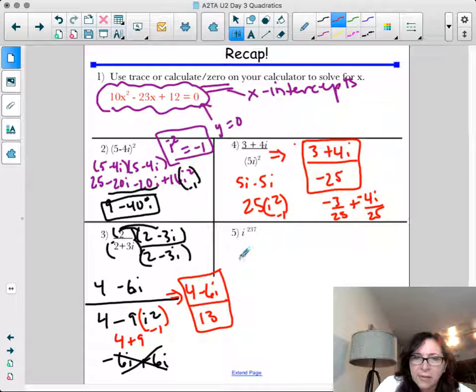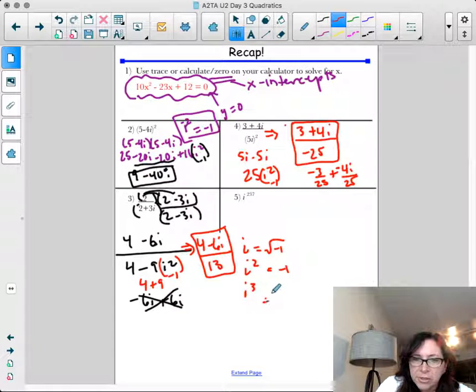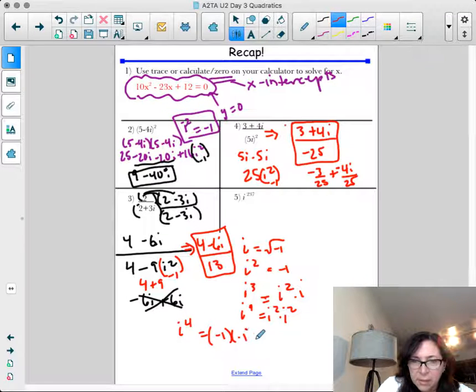This one is, remember, just a little recap. i is equal to the square root of -1. i squared equals -1, that's when I square both sides. i cubed is equal to i squared times i. And then i to the fourth is equal to i squared times i squared. Now, i squared is -1. So what that's really saying is i to the fourth is equal to -1 times -1, which is 1.